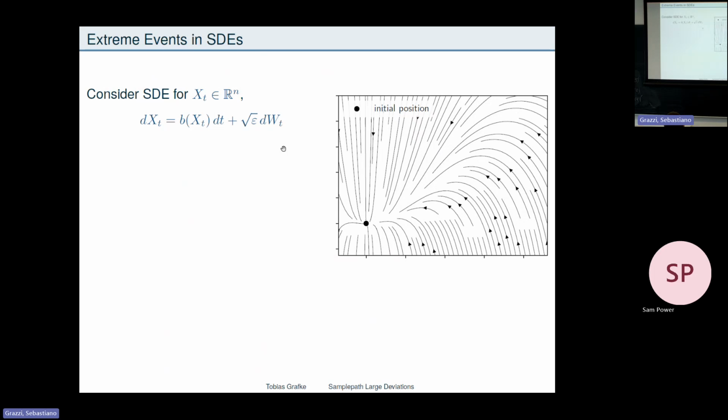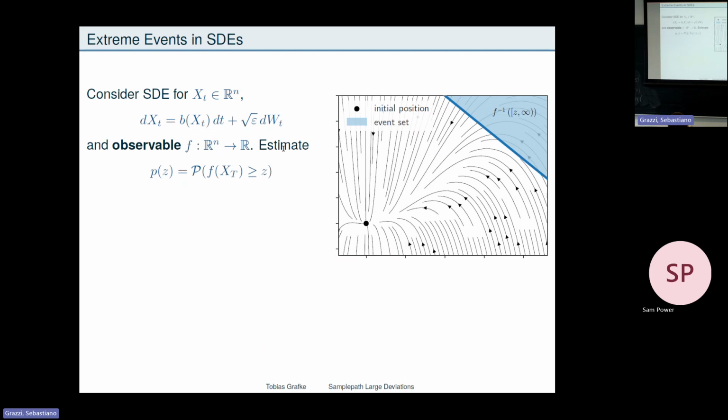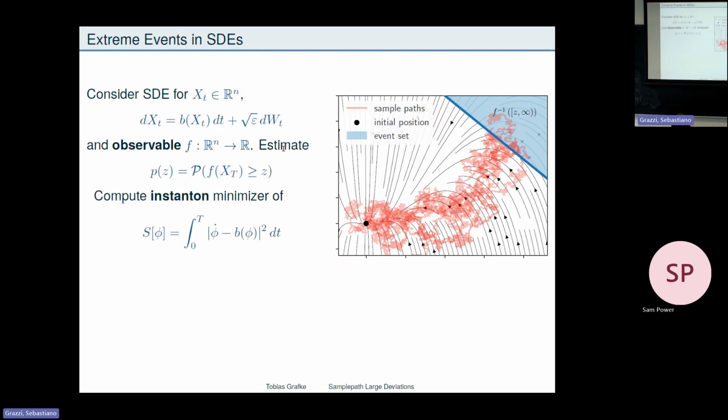So we can do this for a simple SDE. So I have now yet another SDE. It's just some vector field. I start here at the initial condition, and it's of this kind. I have some observable, so I'm asking how likely is it that I hit this point. Probability that f of x at final time exceeds z, and this is just a plane, so that I somehow climb up here. And of course I can sample this, so this would be a few samples that actually do this. And of course I can compute the instanton as a minimizer of the Freidlin-Wentzell action, which would give me the fat black line. And again, you have this transition tube.